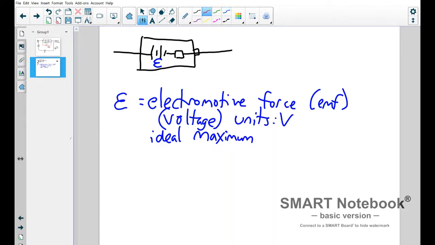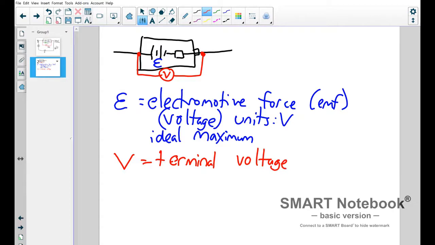Whereas the terminal voltage is the voltmeter measurement that I can actually take at the terminals of the battery. And this is what's available to the circuit.